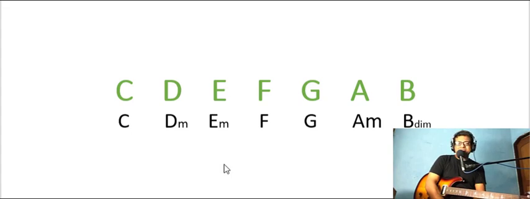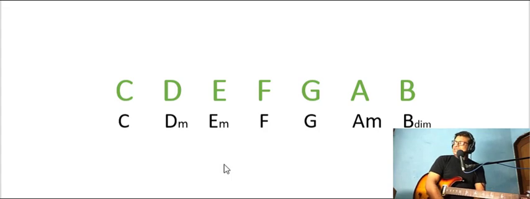So in a C major scale, the chords you can form out of a C major scale are C, D minor, E minor, F major, G major, A minor, and B diminished. B, Bravo diminished. Okay, I'm sorry.